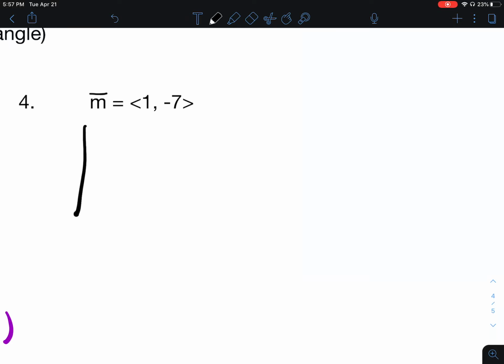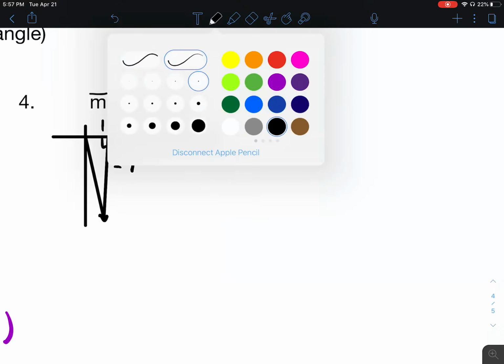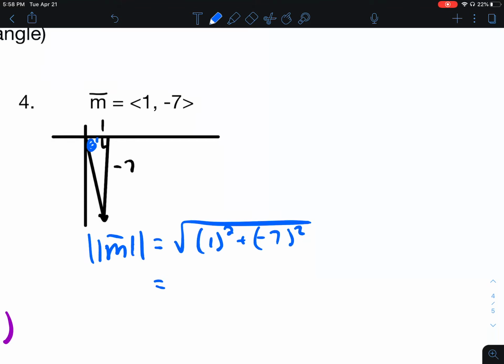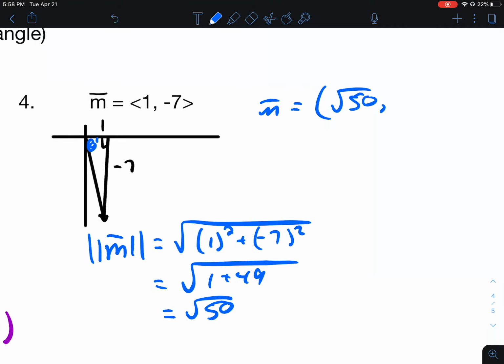Number 4, this vector is going to be in quadrant 4. If we put it in a coordinate plane, it might look something like this. Right 1 and down 7. If we make a reference triangle, then the magnitude is going to be the square root of the square of x plus the square of y. It's going to be 1 and 49. That's going to be the square root of 50. In polar form, this is going to be the square root of 50 followed by the angle.